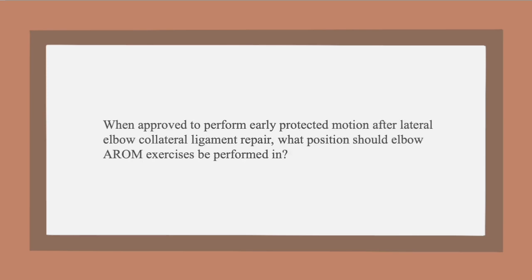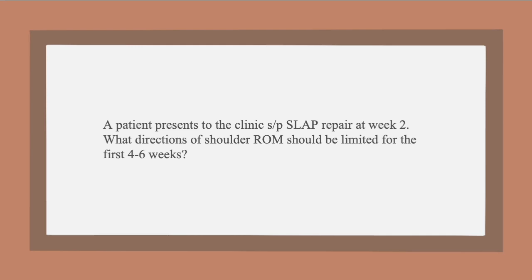So the hint for this exercise is to think about the structure. Think about the lateral elbow collateral ligaments, and think about what you are protecting with this type of repair. So think about the position that you think the forearm should be in. In this question, I want you to think about 2 specific shoulder types of range of motion that you should be limiting with a SLAP repair. So there are 2 that I'm looking for.